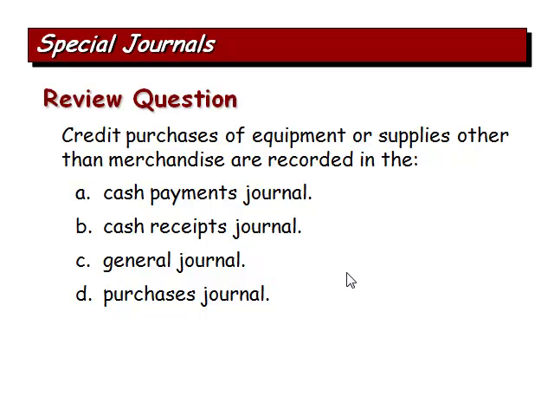Credit purchases of equipment or supplies other than merchandise are recorded in the cash payments, cash receipts, general, or purchases journal. Well, it's not A because it's a credit purchase, so it's not A or B. There's no cash involved. It's not D because purchases journals are only used for purchases of merchandise. So I'm guessing it's going to be C. Yes, indeed.